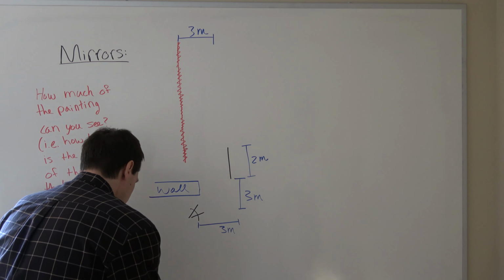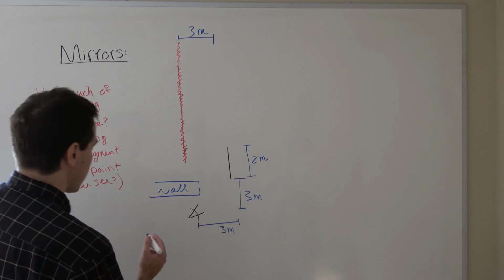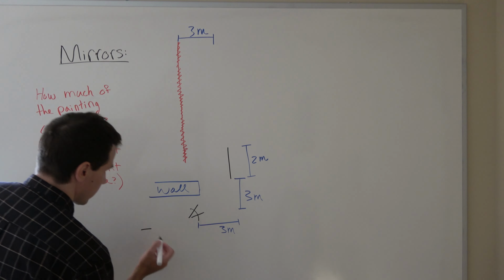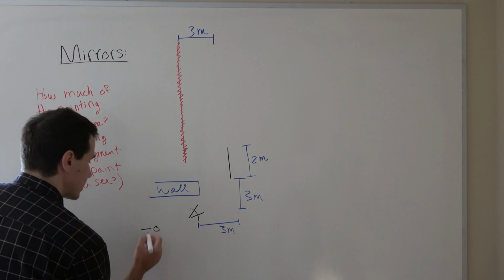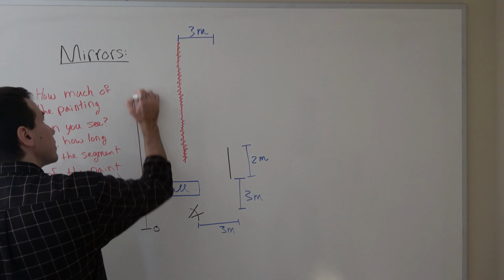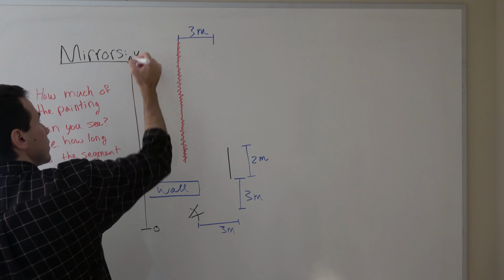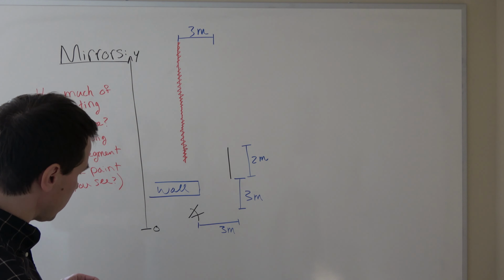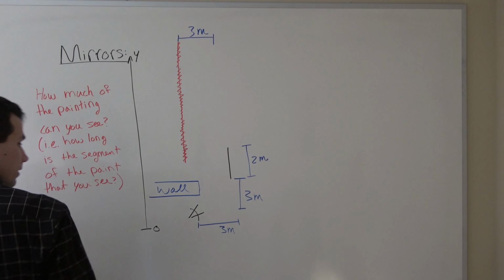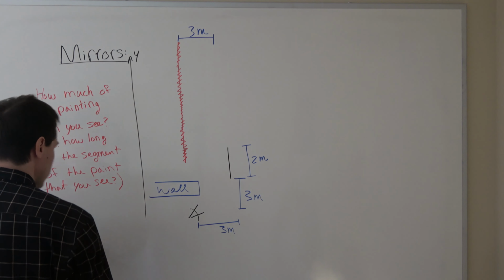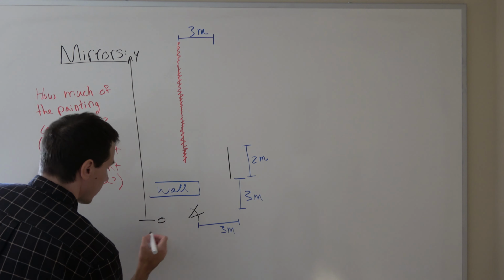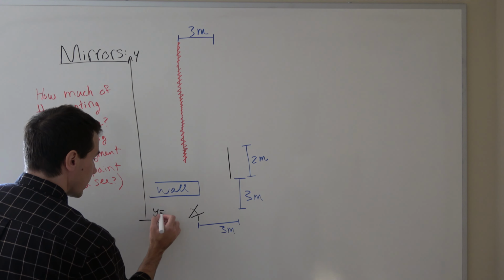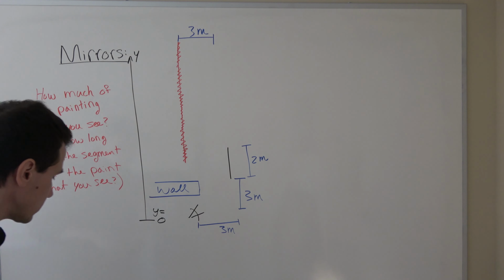All right, just to give us a reference, I'm going to create an axis here. We really only care about the y-axis, so I'm going to call this 0, and then we'll have the positive y-axis moving up. I guess I should move this a little bit here. I want your location to be the 0 of the y-axis. So this is y equals 0.